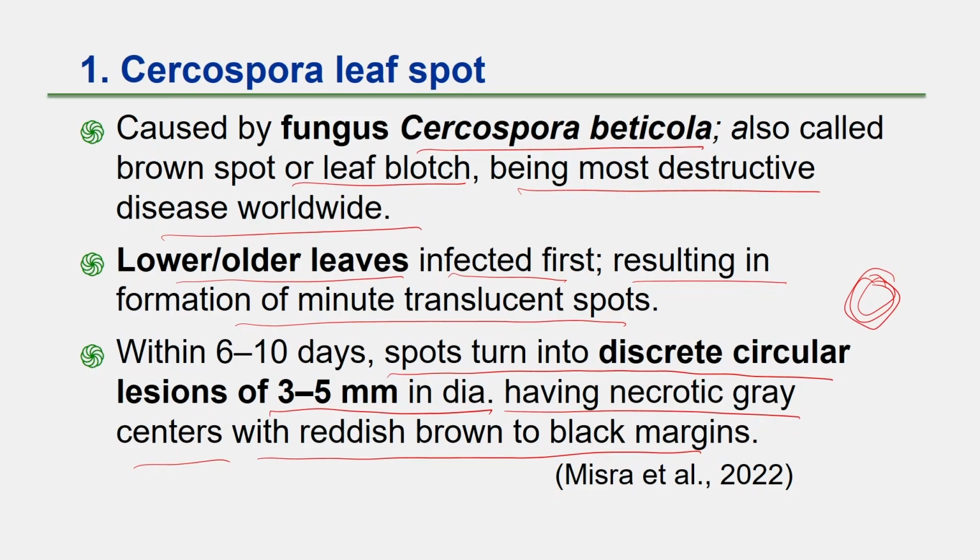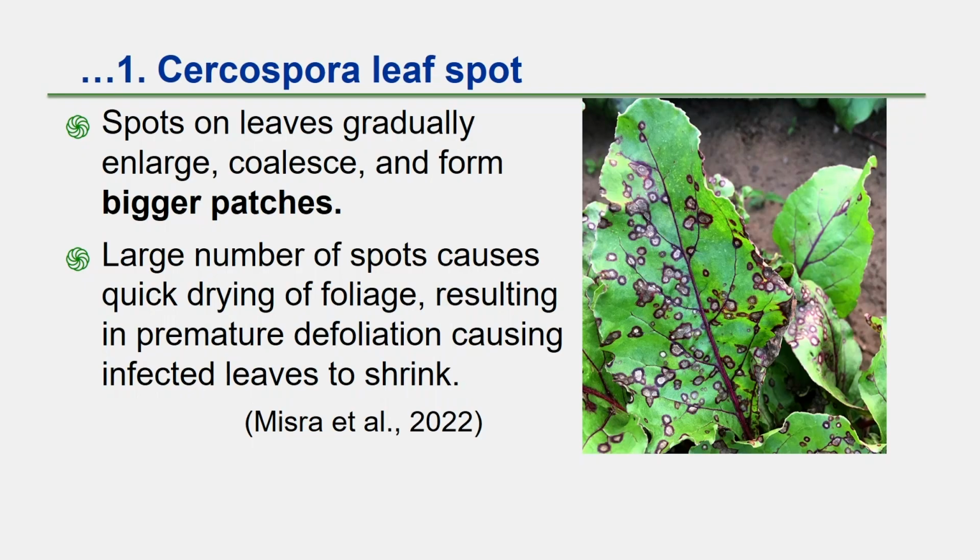So, this is how we can identify Cercospora leaf spots. You can see these are all circular spots. In the center you see it is grayish color, and all around the margins of the spot you see it is reddish or dark brown color. So, spots on leaves gradually enlarge, coalesce, which means merge into each other, and form bigger patches, and the whole leaf can be affected by this disease.